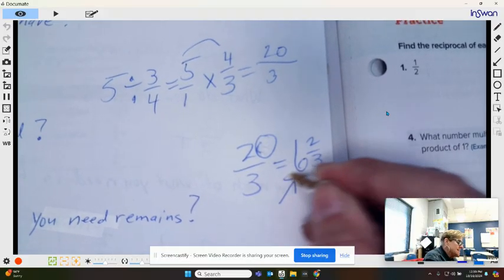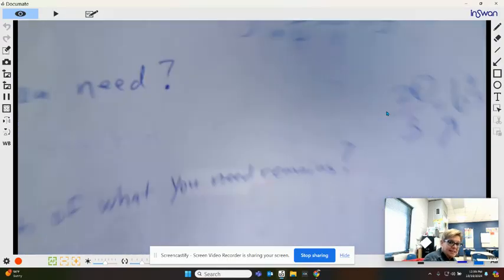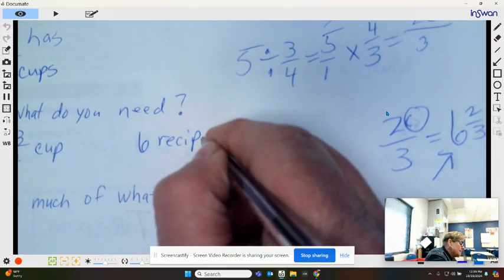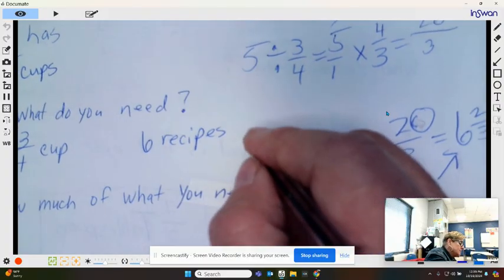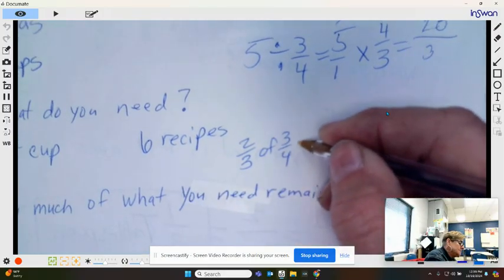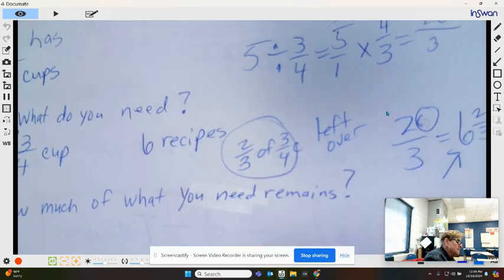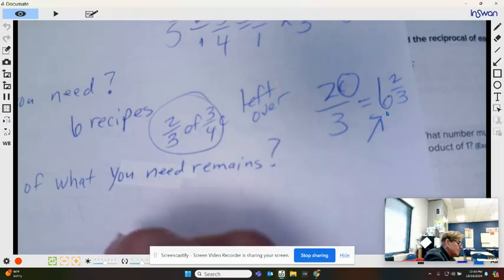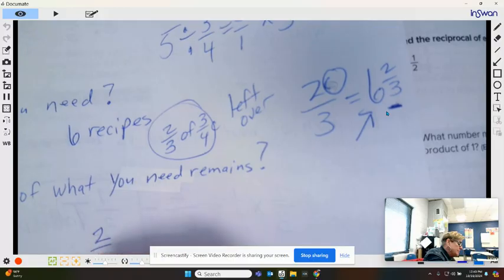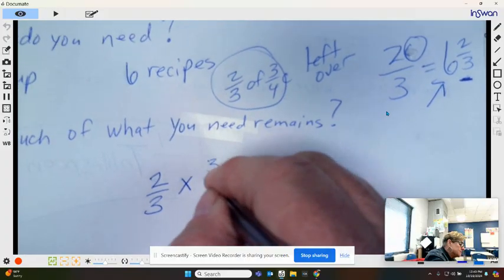Now, I'm going to make 6 whole batches with my 3/4 of a cup. So what I can get from that is 6 recipes. And I'm going to have 2/3 of 3/4 that I need left over. So of means multiply. That's what that 2/3 is right there. That's the leftover amount right here. So I have my leftover amount, 2/3, times what I need, which was the 3/4.